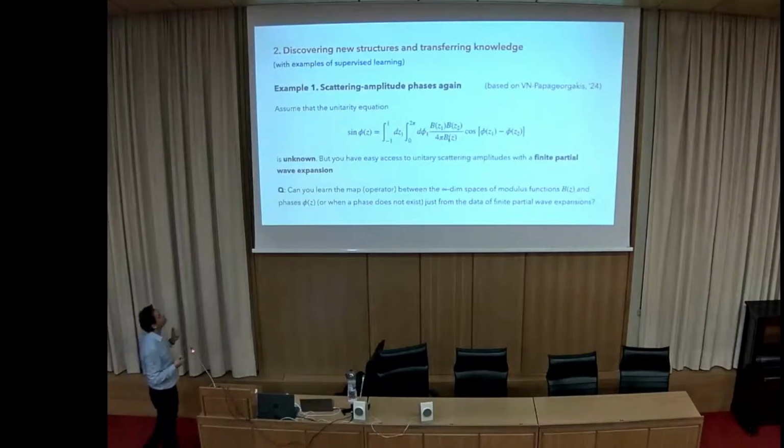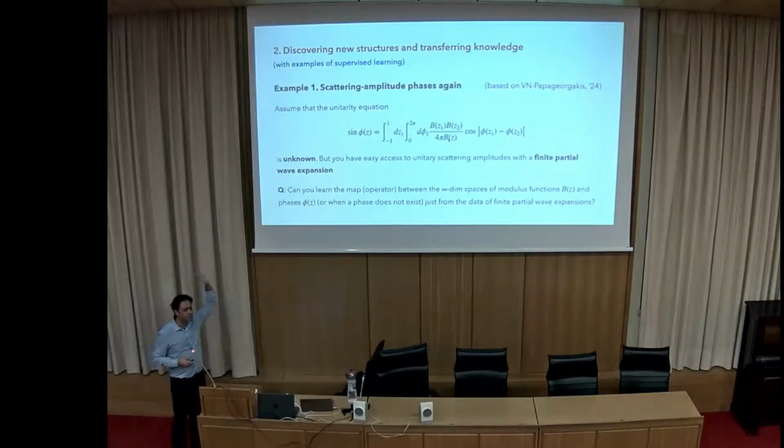So let me go to point 2 and keep going with the same example. Now what I want to do is take the same example, but remove basically the human input. I want to remove the fact that we know this integral equation that relates the modulus with the phase. So what do I want to use? I want to use only the fact that if I have a finite partial wave expansion, I can easily generate consistent scattering amplitudes. Because it's a finite sum, I plug in whatever phase shift I like, and I get a function. That gives me examples of consistent scattering amplitudes, but nowhere in there have I input a complicated relation like this one.